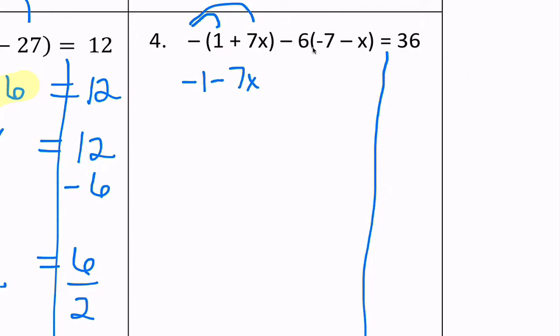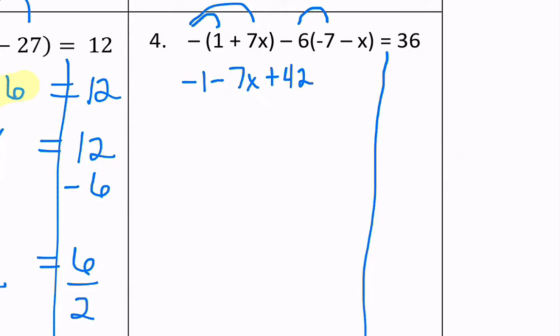Okay, now I see my second set of parentheses, and in front of that I see a negative 6. So we're going to distribute, which means multiply by this negative 6. So I'm going to take this negative 6 and multiply it by a negative 7. Negative 6 times negative 7 is a positive 42. So put plus 42.